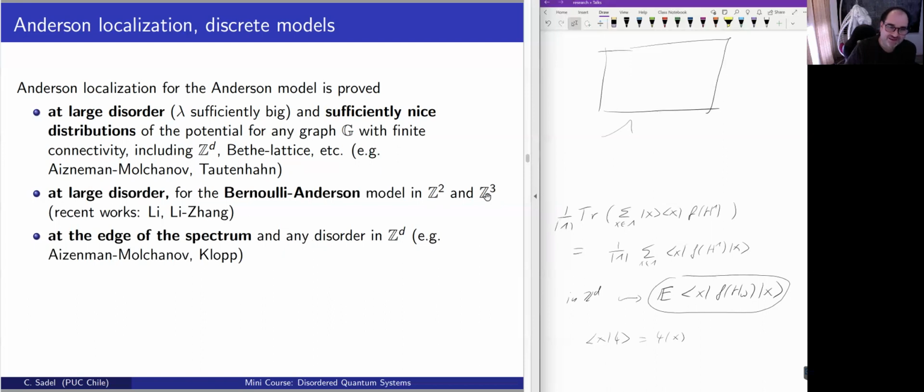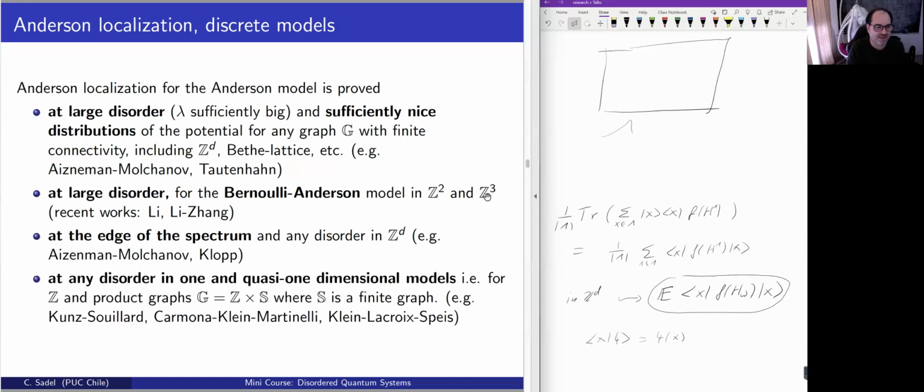At the edges of the spectrum, at any disorder, you also find Anderson localization. And in quasi one-dimensional models, so on product graphs, strips basically, you also find localization.